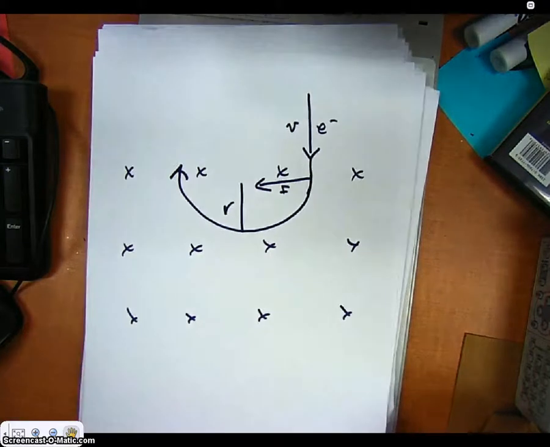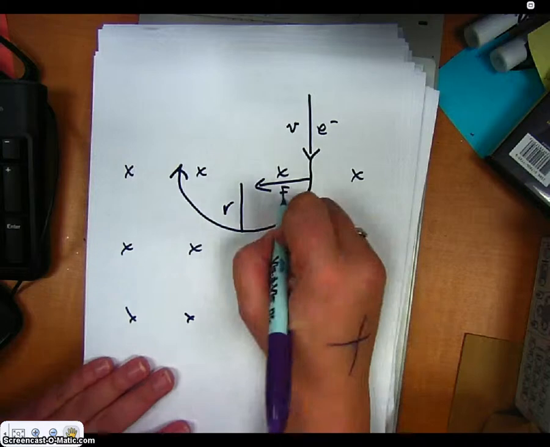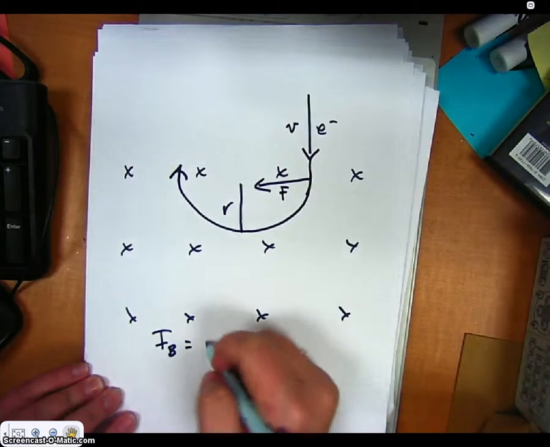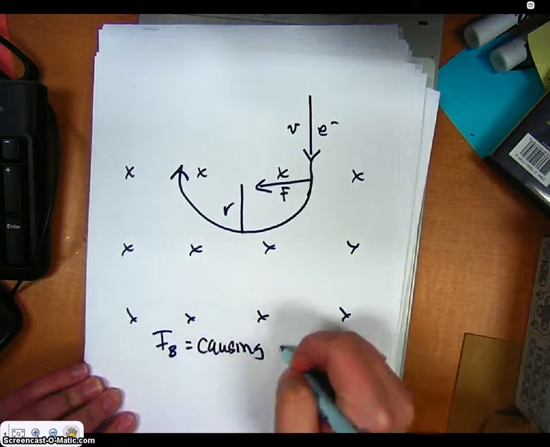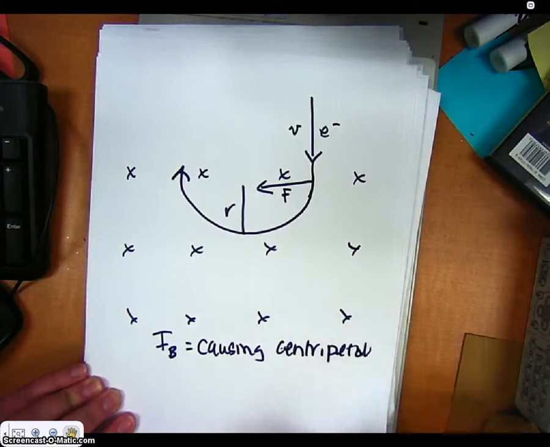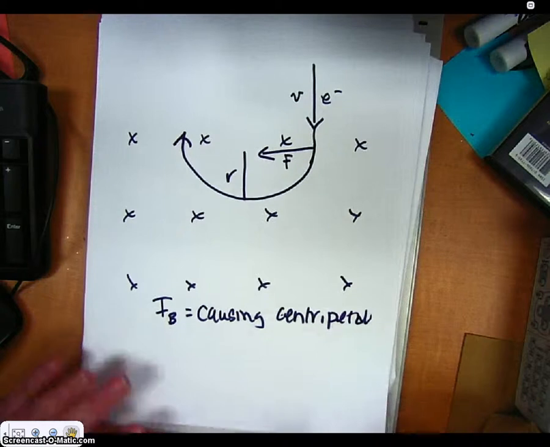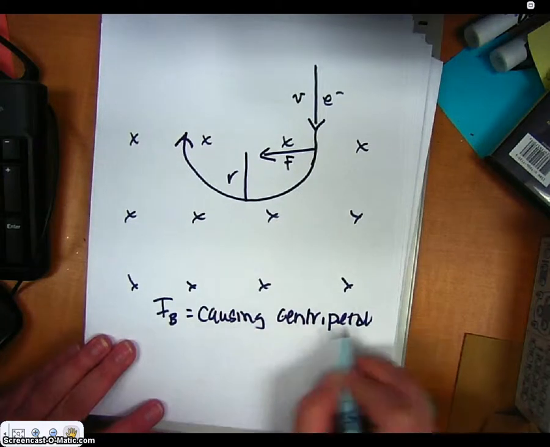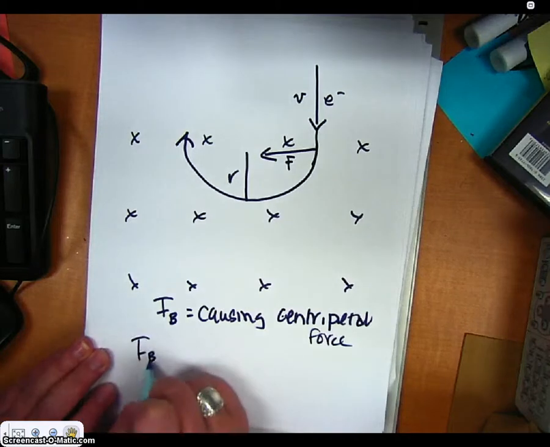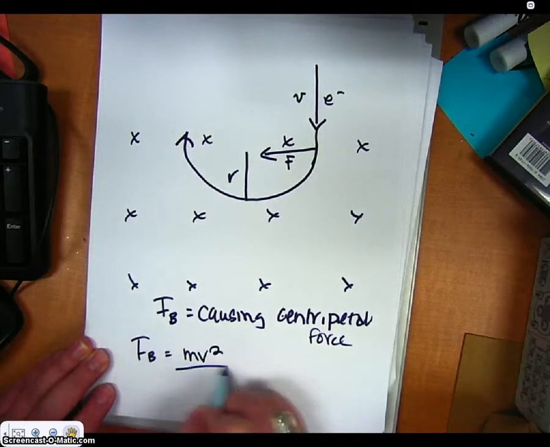And if I was actually given the values, then I could equate this force right here, or force magnetic, and say that is what is, in this case, causing my centripetal force. And centripetal force, I'll write that here, remember, is mv squared over r. So I would set F_B equal to mv squared over r.